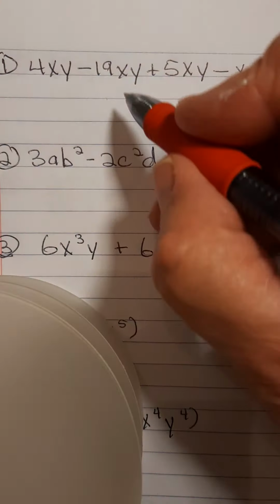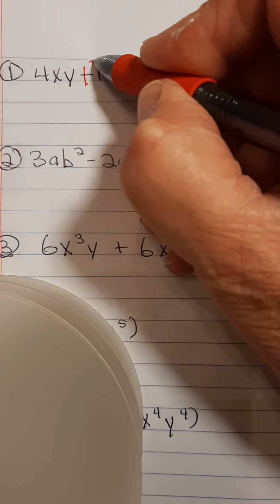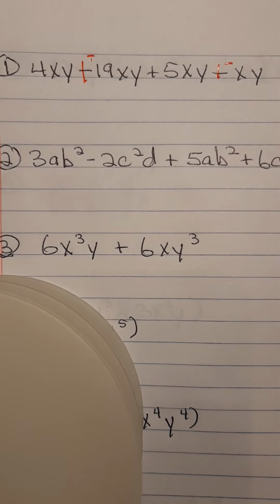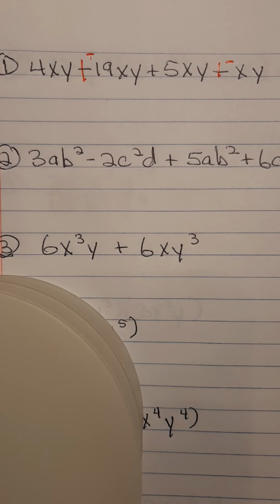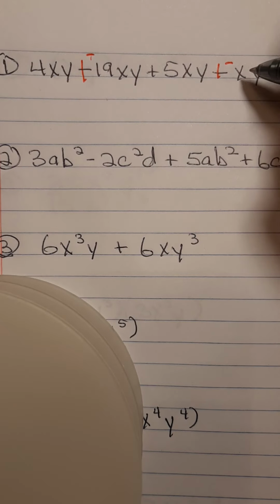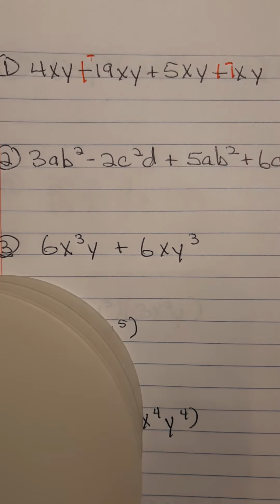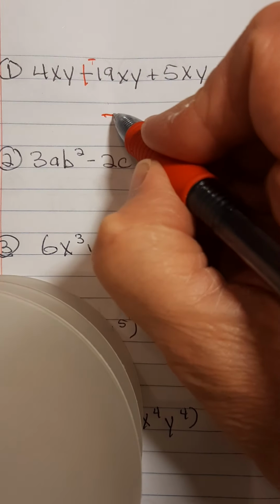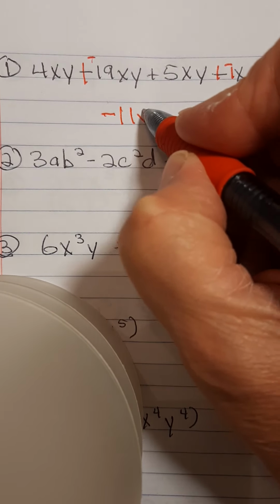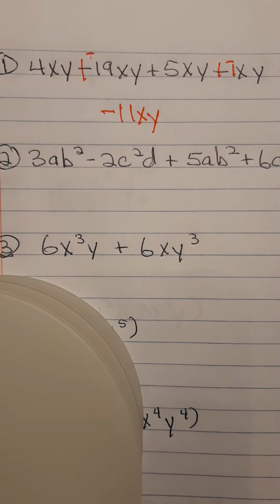Now, I know a lot of us like to do plus a minus and plus a minus just so we can add the whole way across. So let's start. We've got 4 plus a negative 19 would give you a negative 15, plus 5 would give you a negative 10, plus a negative 1. We can assume that's a 1 in there, which would give us a negative 11. And of course, that's xy.